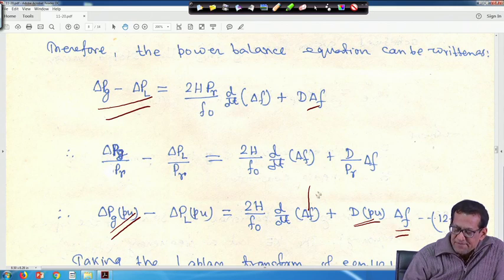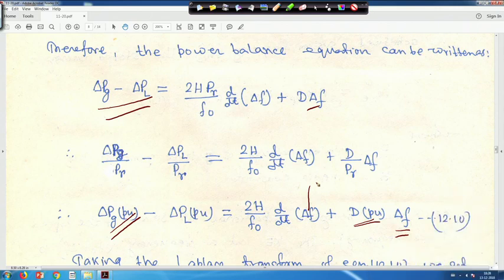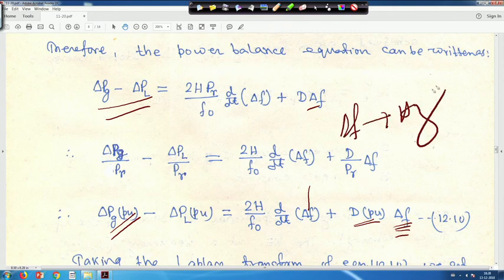But this delta F is actually in hertz. If you bring this F0 inside, 2H d dt of delta F upon F0, then in that case it will become per unit, but you have to take care of this. So, better we should not do that; everything is in per unit, but delta F is in hertz, and F0 is also in hertz.